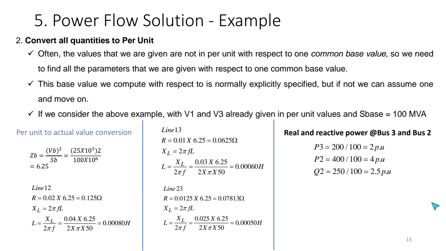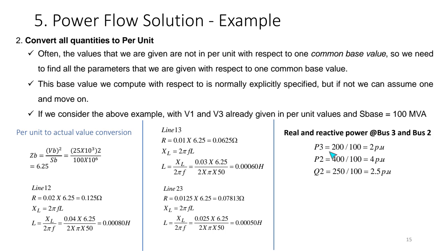And then the next thing is, if you notice the SLD diagram in the previous slide, the real and reactive powers are given in actual value. So we have to convert them into per unit. For example, your generator bus, which is bus 3, is constantly supplying 200 megawatt to the power system.